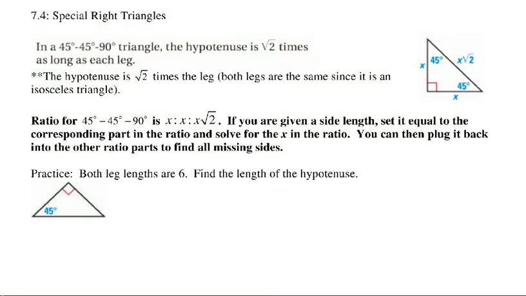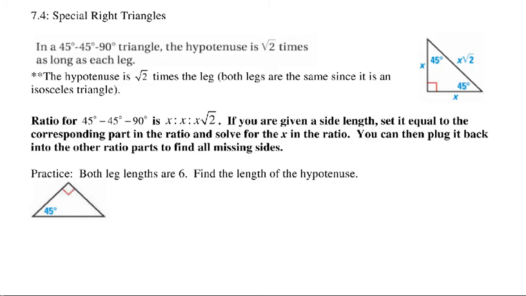In this video, we're going to talk about special right triangles, and there are two different types. There is a 45-45-90 triangle, and there is a 30-60-90 triangle, and that refers to the angles that are inside each of the triangles.